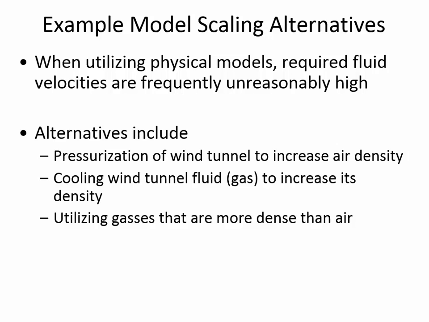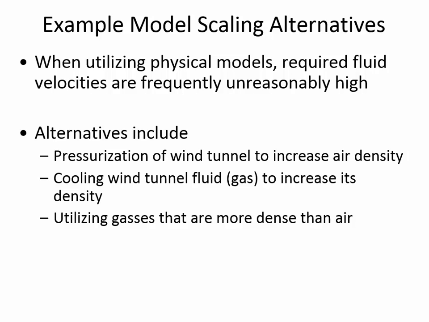So let's go back to this slide that I jumped over before. Sometimes the fluid velocities are too high. Here, for example, 100 meters per second. Maybe we can't do that in our wind tunnel. The fan might not be able to achieve a speed of 100 meters per second. So what this slide is saying is, instead of using a really high wind speed, you could actually change things around a little bit. You could pressurize the wind tunnel to increase the air density.